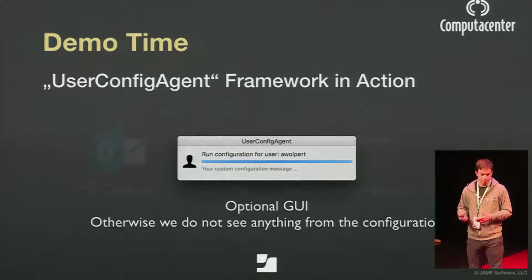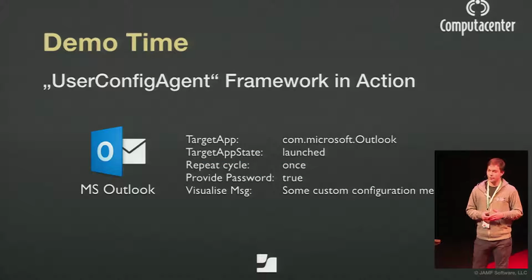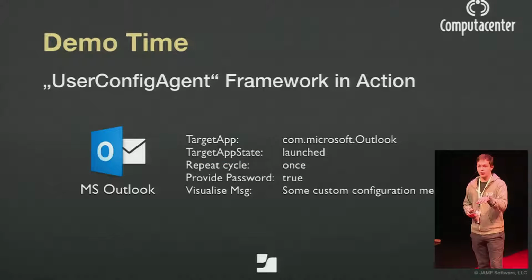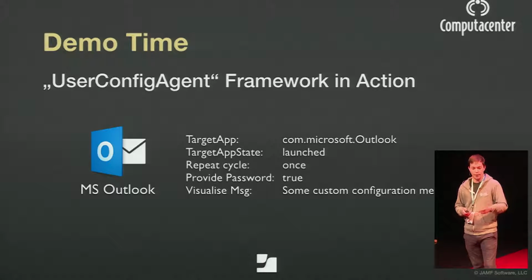One thing we see with a couple of other configurations is the Microsoft Outlook configuration on the first launch. And you also see here, I defined the target app state. I said it needs to be launched. I want it once. I need the password, and I want to show some custom message.